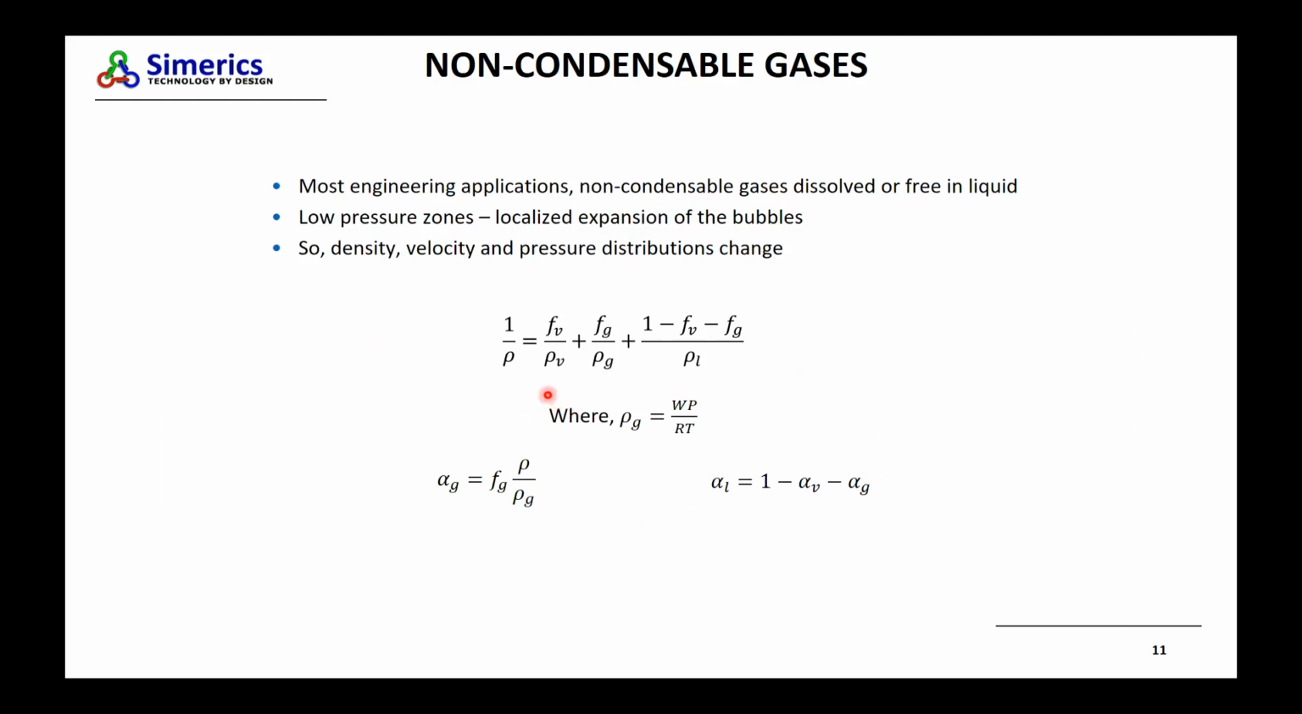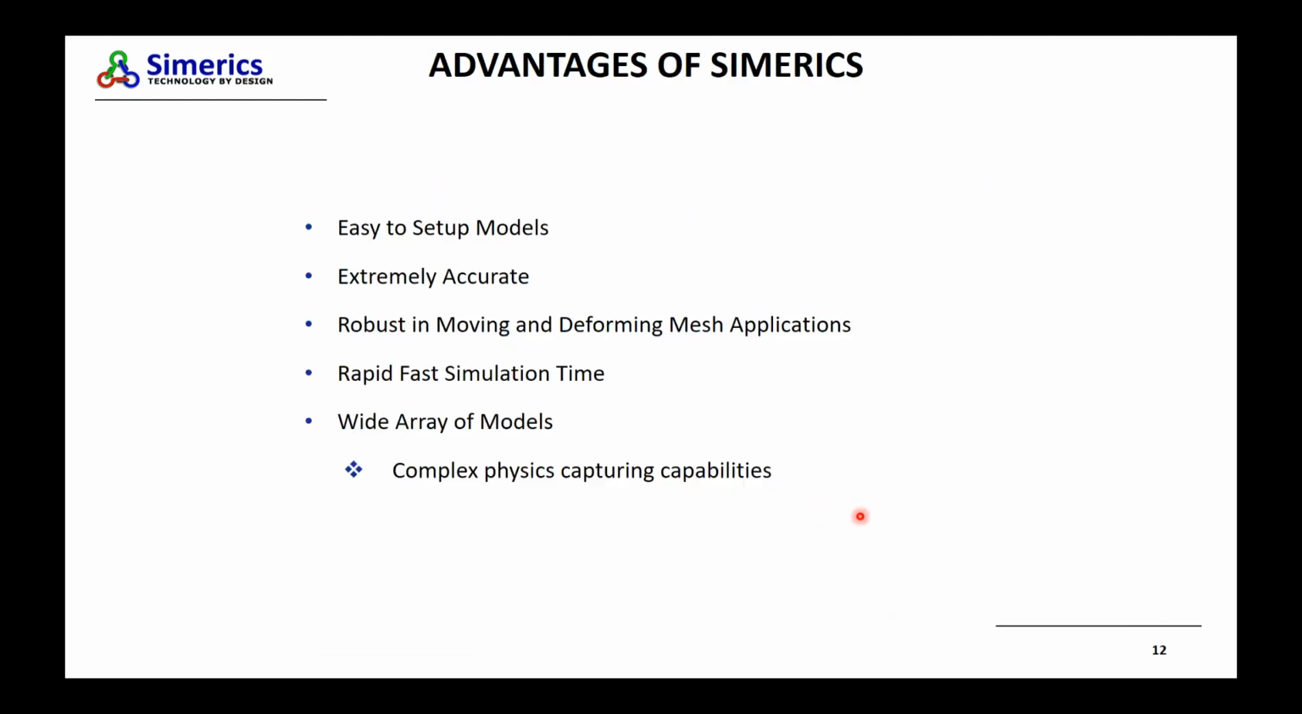So essentially a reformulation of the density for the formulation that I showed before is now we have the vapor as well as the non-condensable gases G included in our equations. So the total, say, liquid fraction will be nothing but one minus the vapor and the non-condensable gases. So that is kind of a rough idea of how our cavitation model works.